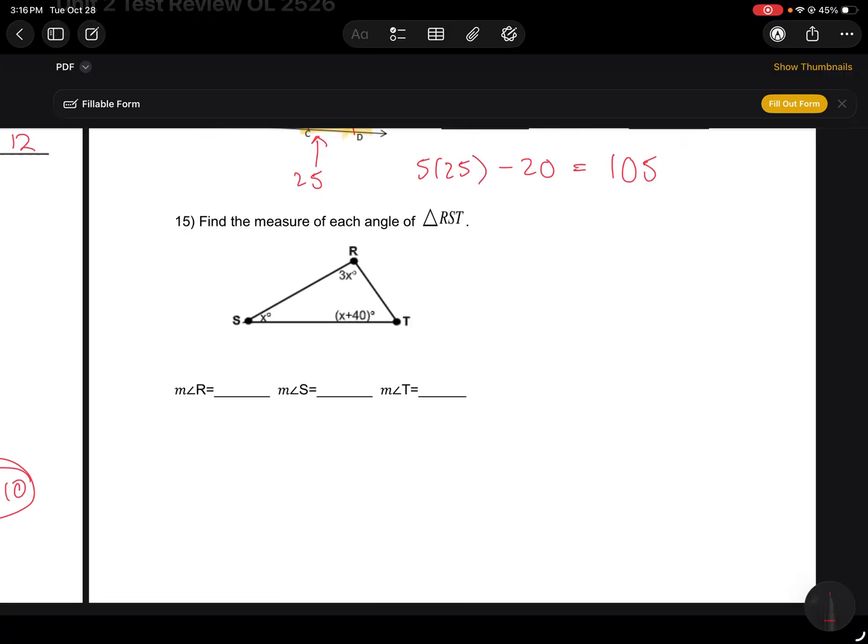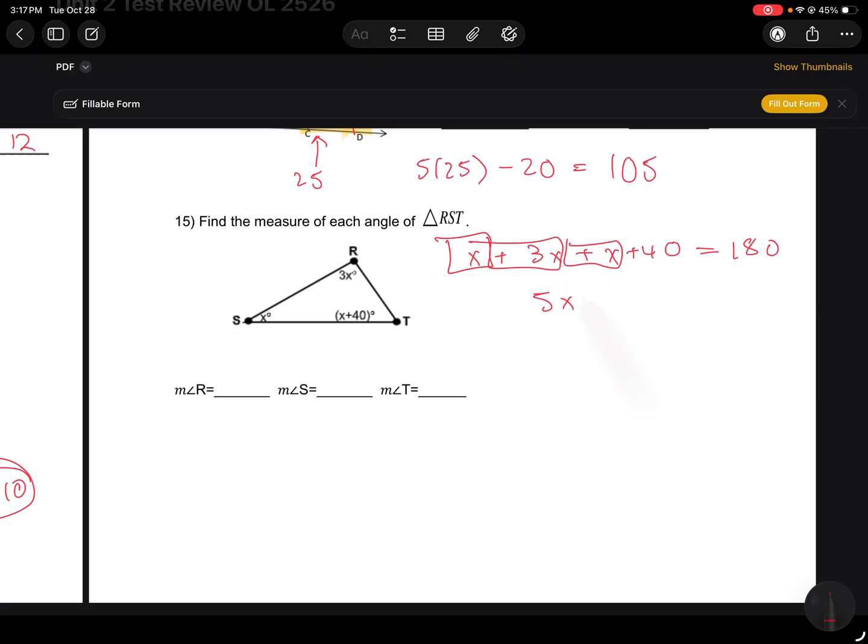Alright, and then our last question. Find each angle. A triangle adds up to 180 degrees. So I can add up all of these angles. X plus 3x plus x plus 40. And that should be equal to 180. So combine all of my x's.